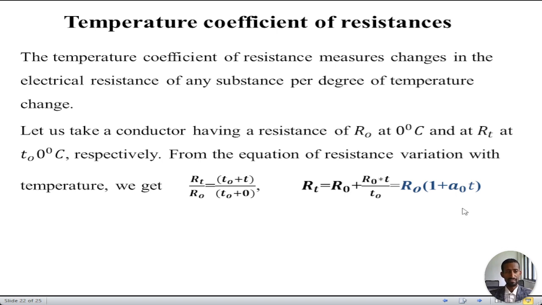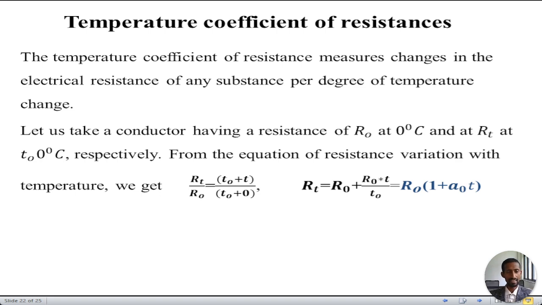The other thing is the temperature coefficient of resistance. The resistance of different materials varies with temperature. So we should know about the temperature coefficient of resistance. The temperature coefficient of resistance measures changes in electrical resistance of any substance per degree of temperature change.